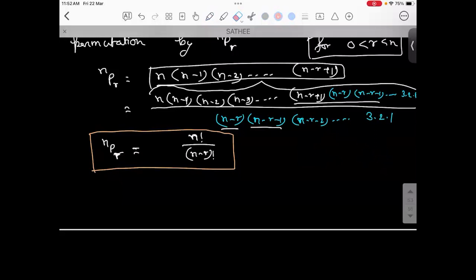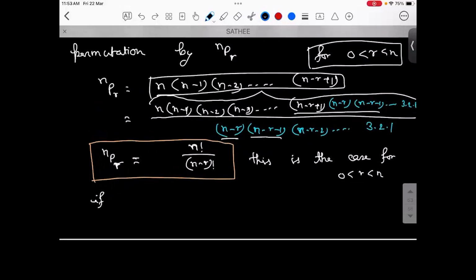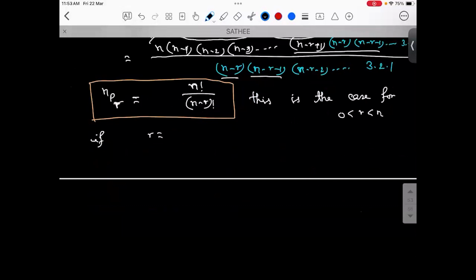Okay. Now let us find for the case. This is the case for r less than n, greater than 0. Now what if r equals n? If r equals n, then what will we do?